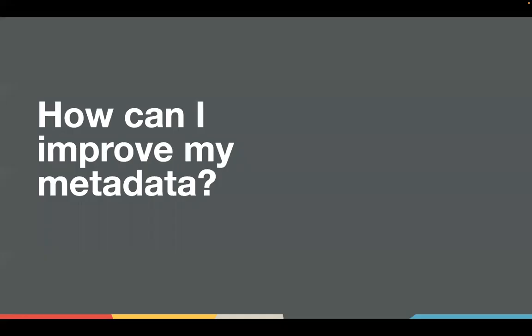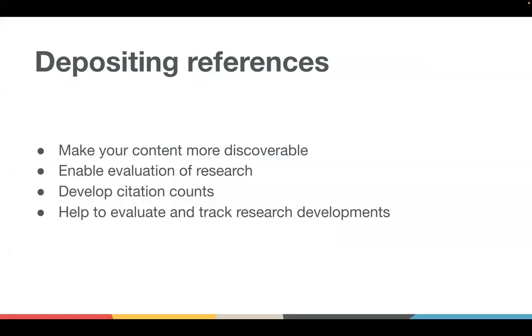So now that you know how to view your own metadata record, and you can see the areas that need improvement and where you can add more metadata. And there's never a fee to update or add metadata to existing records. Today, we're going to look at one particular area, which is depositing reference metadata. One of the best ways to improve your metadata is to register your references. And what this means is including them as part of your metadata deposit. You can also go back and add them to existing deposits.